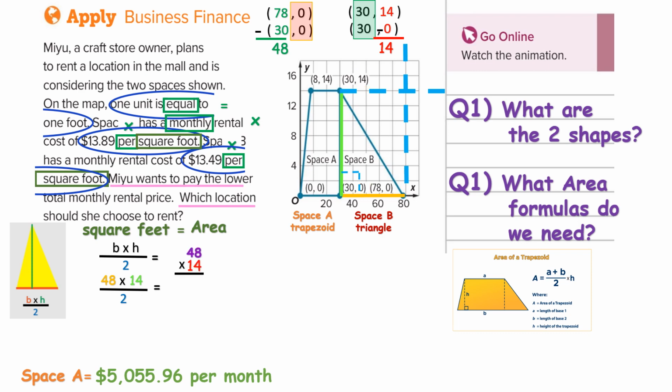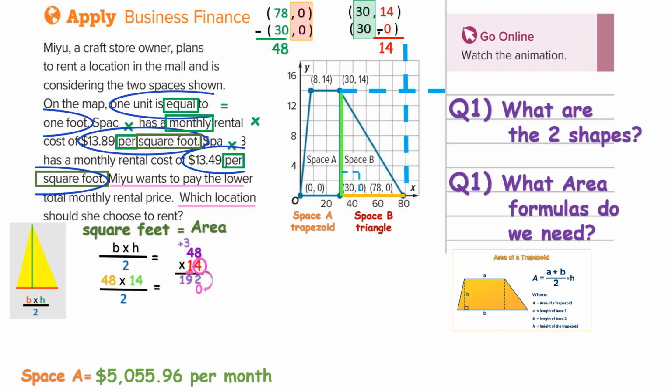Well, before I can divide by 2, I have to multiply the 48 and the 14. All right, so I do my multiplication starting with my 4. 4 times 8 is 32. Put down my 2, carry my addition of 3. 4 times 4 is 16, plus 3 is going to give me 19.